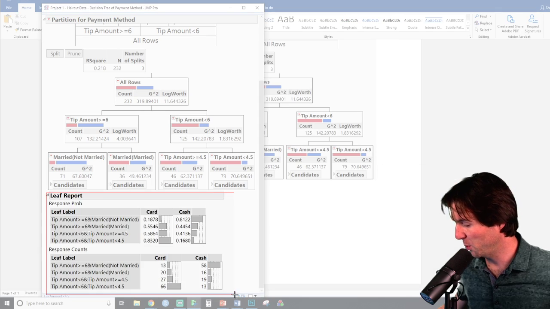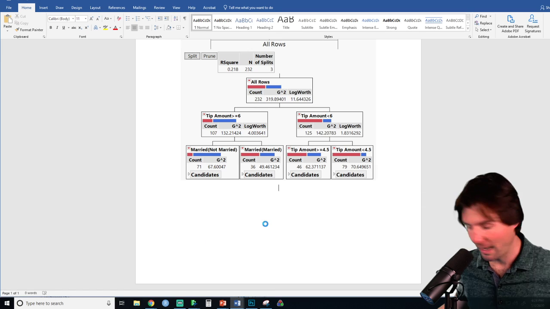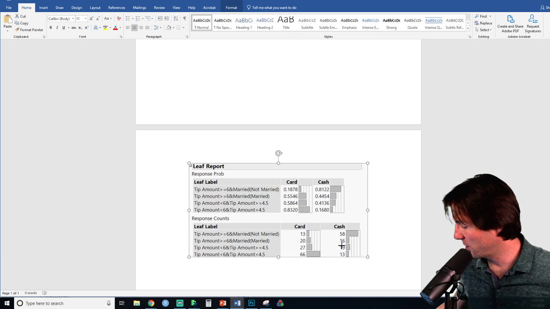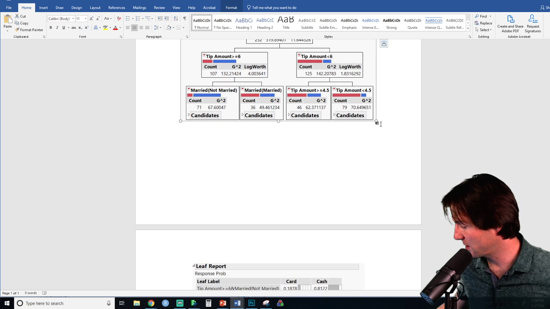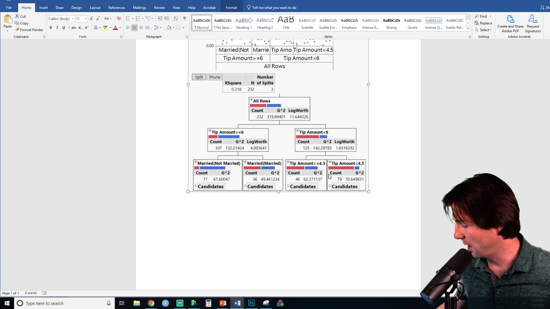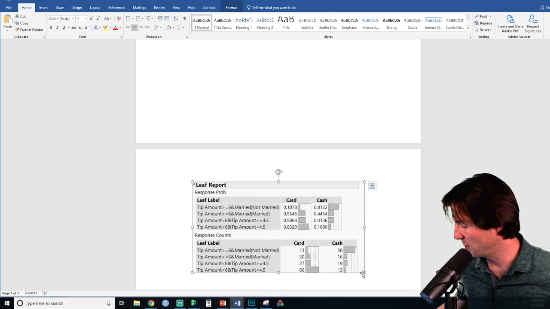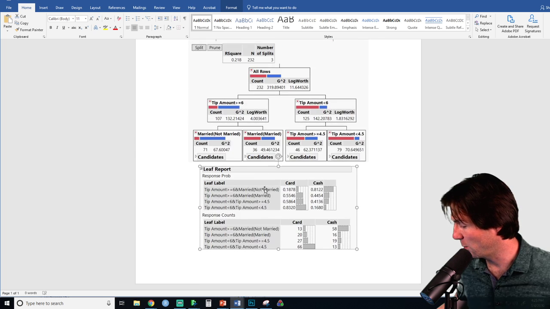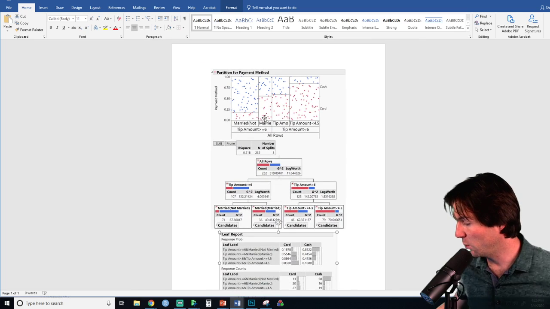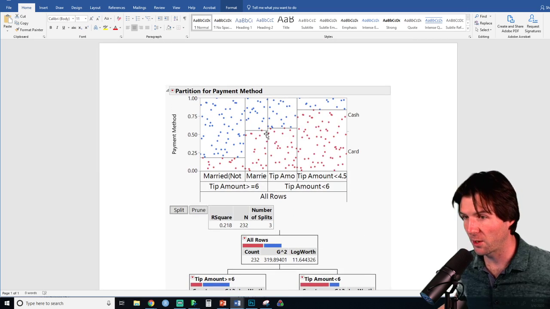And then we're going to go here to Leaf Report, and we're going to select the Leaf Report, and we have it. It went off the page, but I want this all to be on one page right here, so I'm going to make this a little smaller. And here we go. There we go. So now I've got a nice one-page output that we can use when we talk about it in our project.